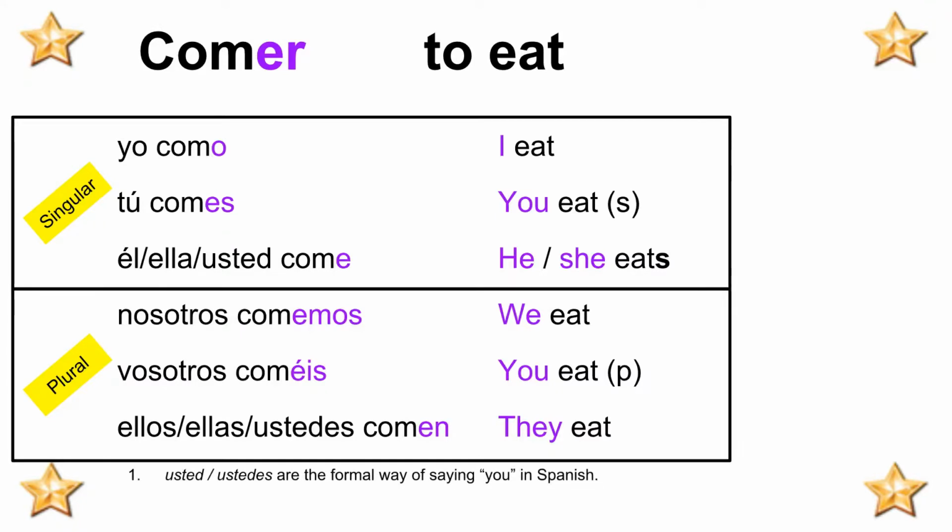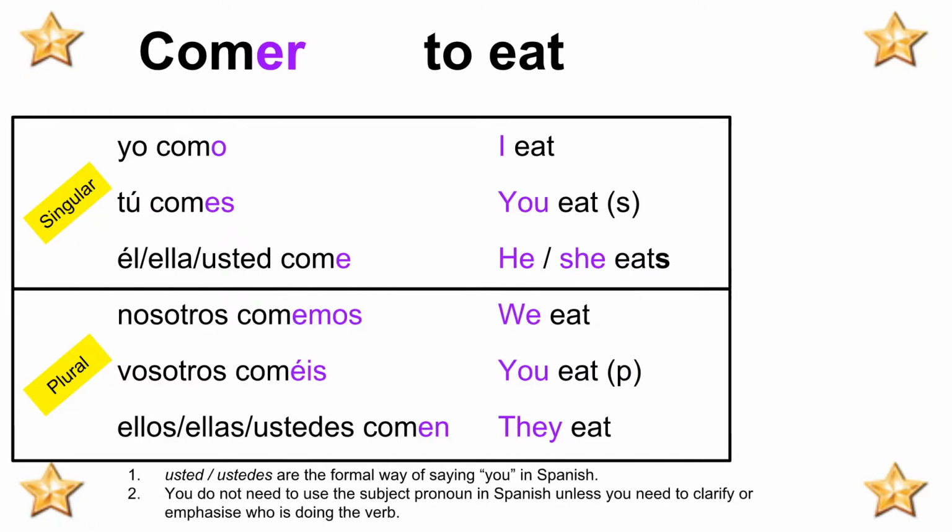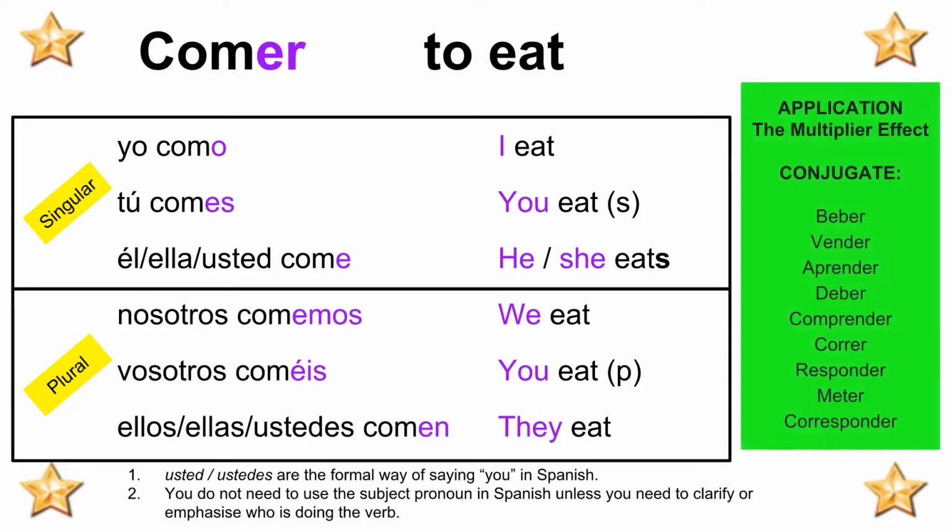Remember that usted and ustedes are the formal way of saying you in Spanish. This was covered in the AR regular verbs section as well. And also remember, you do not need to use the subject pronoun in Spanish all the time unless you need to clarify or emphasize who is doing the verb. Notice how the ER has disappeared from the verb, and then we've added different endings so that we can talk about different people doing the verb.